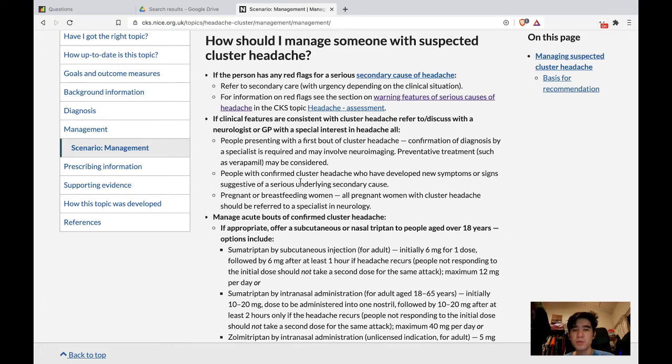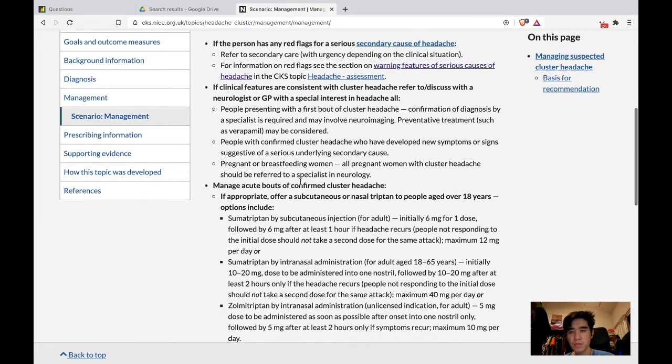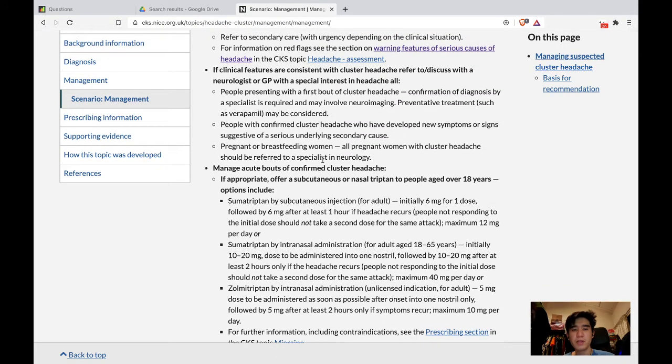In all people presenting with first bout of cluster headache, confirmation of diagnosis by a specialist is required and may involve neuroimaging. Preventative treatment such as verapamil may be considered. People with confirmed cluster headache who have developed new symptoms or signs suggestive of a serious underlying secondary cause. Pregnant or breastfeeding women. All pregnant women with cluster headache should be referred to a specialist in neurology.